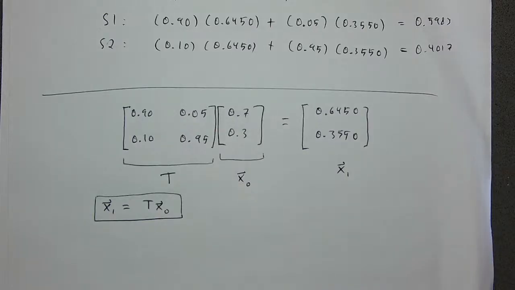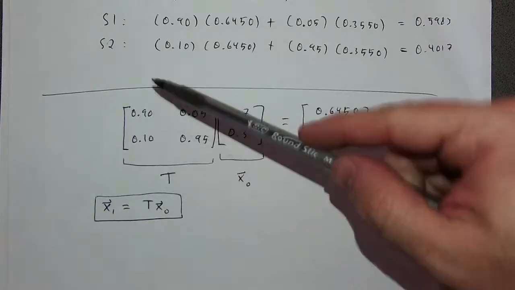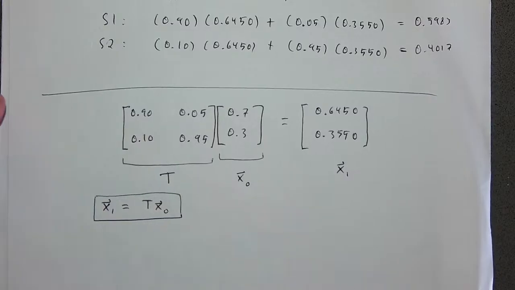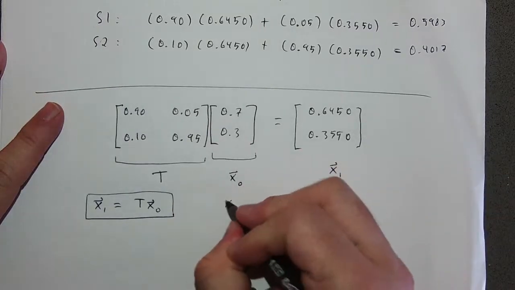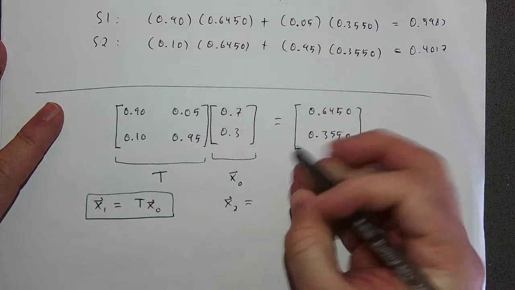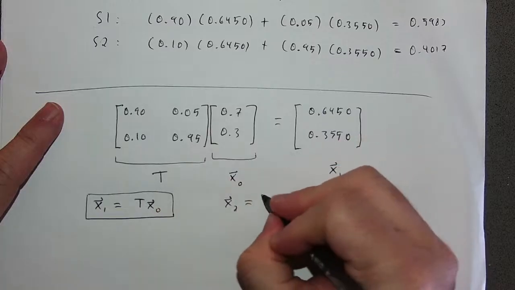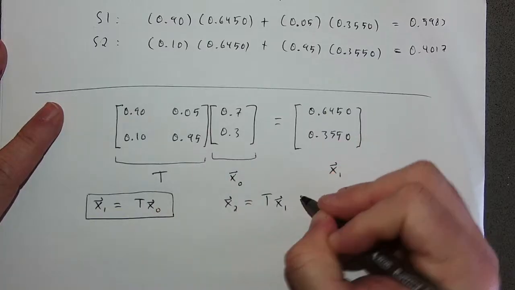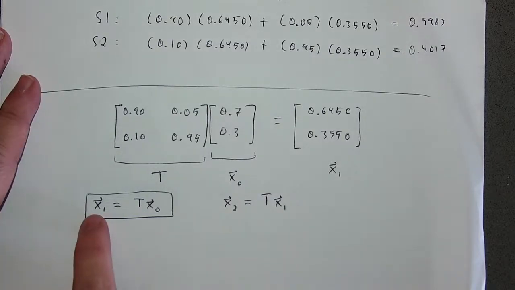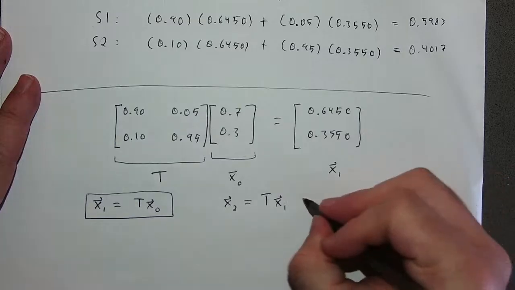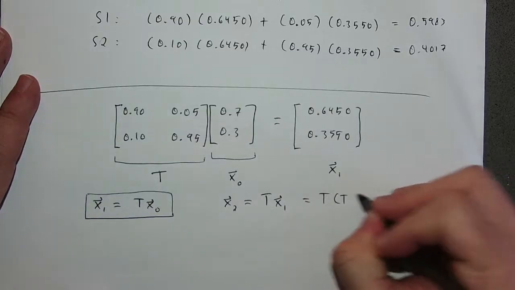You might notice something about T, namely that its columns sum to 1. Okay, that's a little special. We'll talk about that here in a second. But notice that if I wanted to go to the next step, x sub 2, what I would do is apply the same T matrix to x sub 1. And by apply, I mean multiply, of course. But x sub 1 is itself T times x naught.